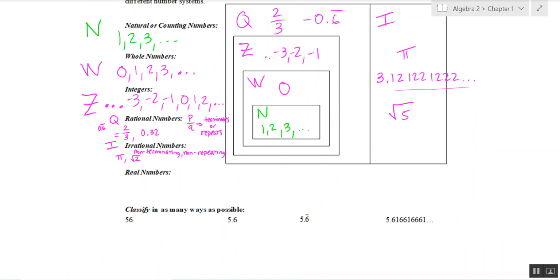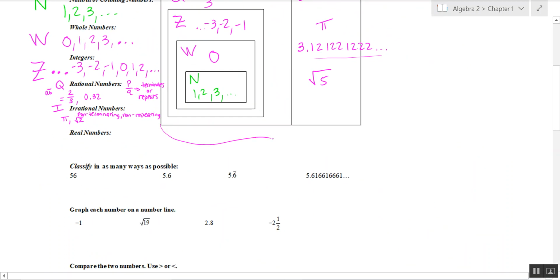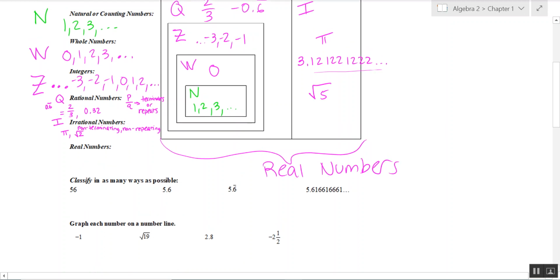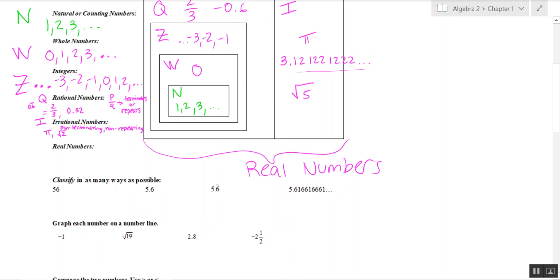So every one of these up here, that whole chart up there, these are all real numbers. And they're usually categorized as either rational or irrational, and the symbol is an R.